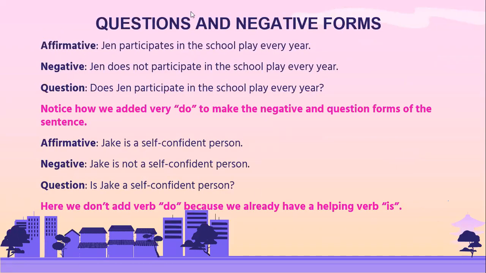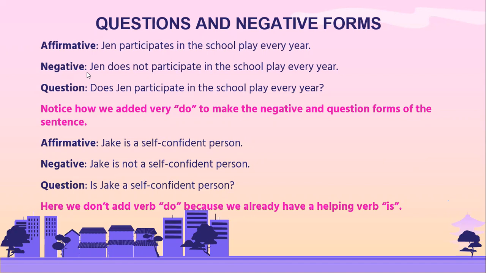Here we're going to talk about the questions and negative forms. First, we have affirmative, and then negative, and then a question. So what is the affirmative sentence? For example, Jen participates in the school play every year. Let me also emphasize that again, Jen, one person, singular, participates, ending with S or ES, depending on the word, in the school play every year.